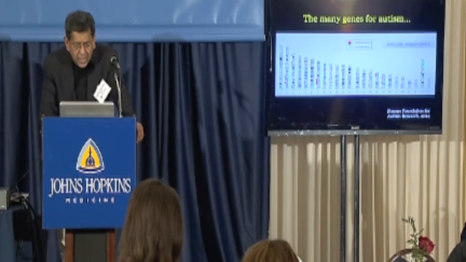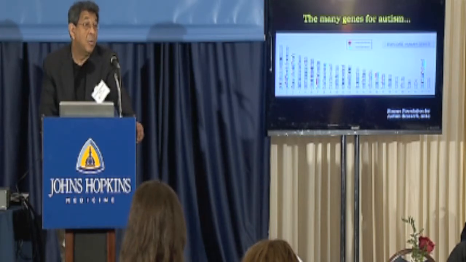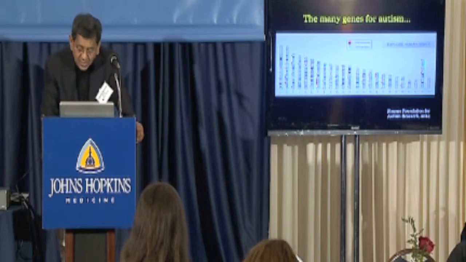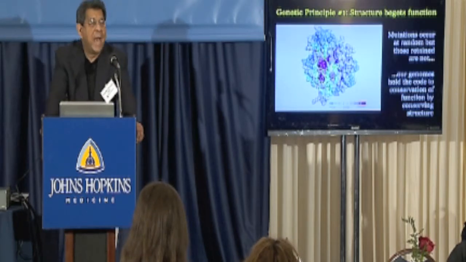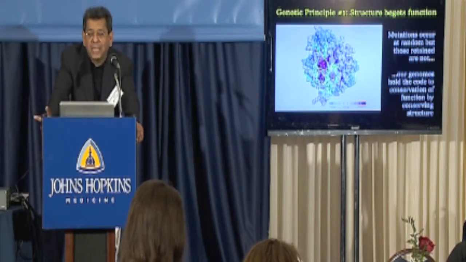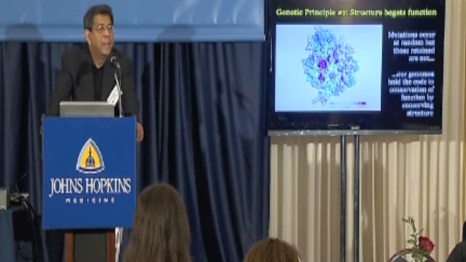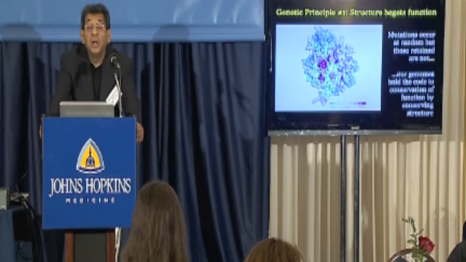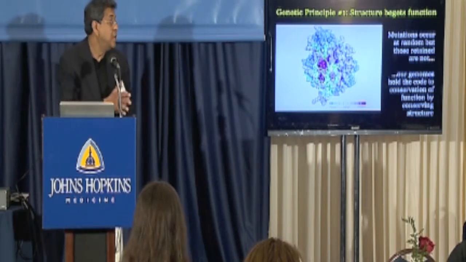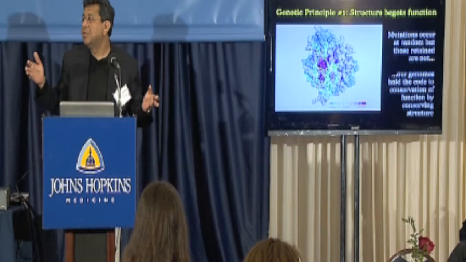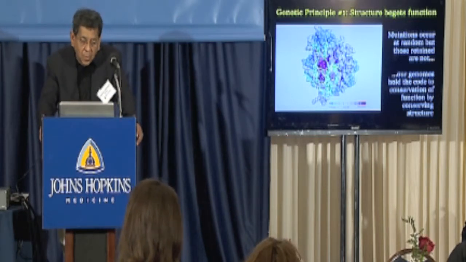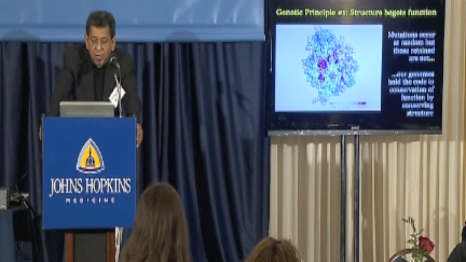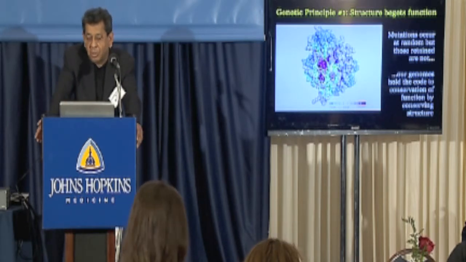And so the question is, how can we find a way forward? We can't study all hundreds, I should say, at the same time. So we began by taking a step back and saying, well, there are two genetic principles that we've learned. We've learned from the studies of much more simple disorders, Huntington's disease, for example, or the genetics of those disorders. The first genetic principle is that structure begets function.